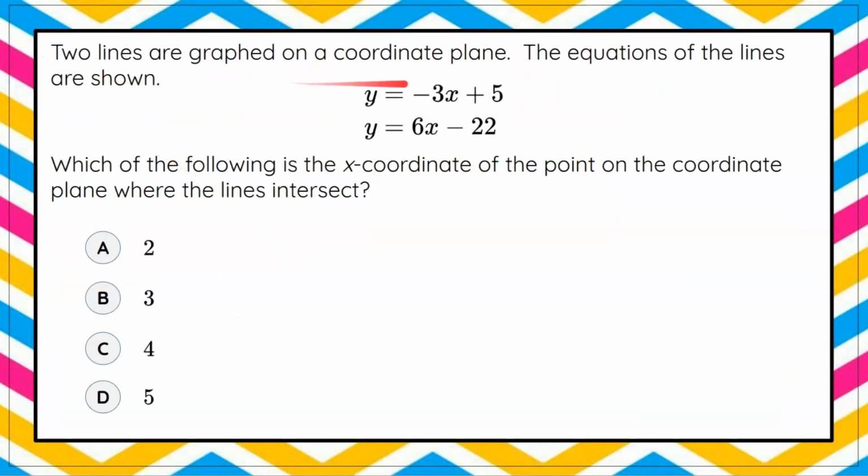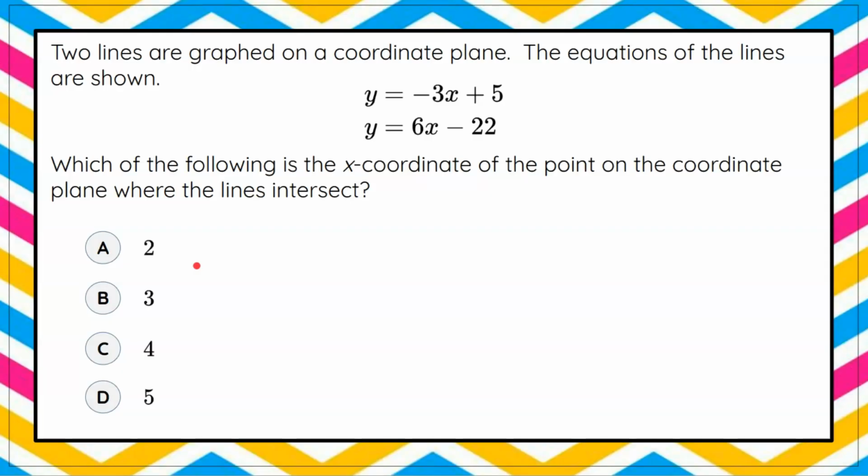Two lines are graphed on a coordinate plane. The equations of the lines are shown: y equals negative 3x plus 5 and y equals 6x subtract 22. We're asked which of the following is the x-coordinate of the point on the coordinate plane where the lines intersect, and we're given four answer choices. Here's where you pause the video, do your best work, and then come back to see mine.